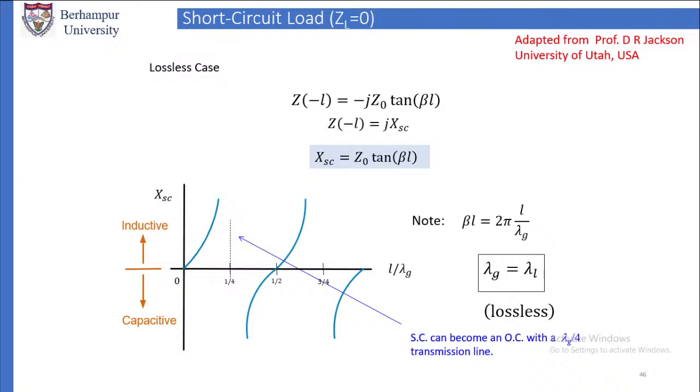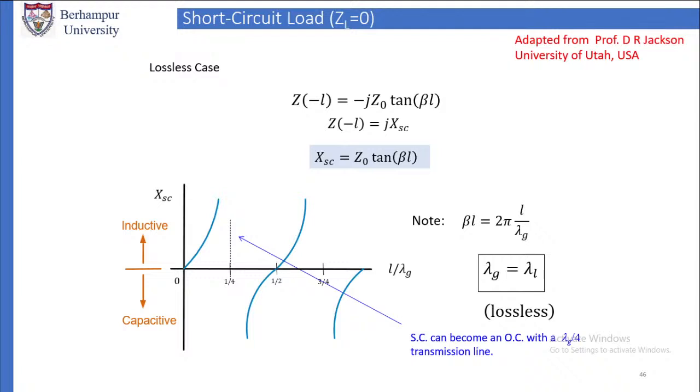So as we have seen, Z is equal to jX_SC, where SC is short form for short circuit. So you can write X_SC is equal to Z0 tan beta L. X_SC will be positive when tan beta L is positive, and X_SC will be negative when tan beta L is negative.